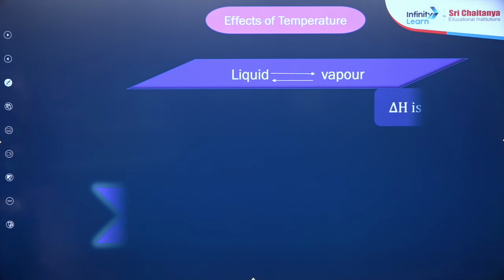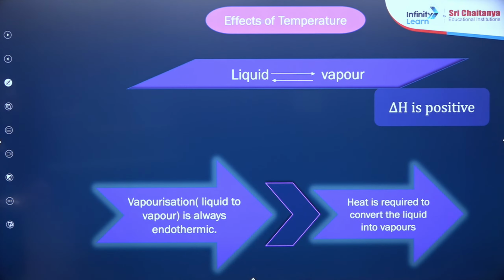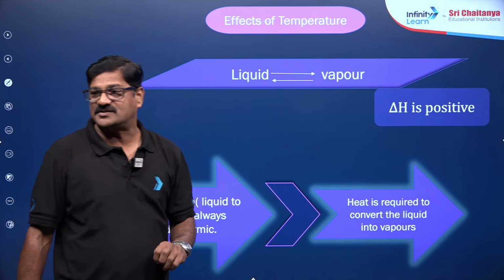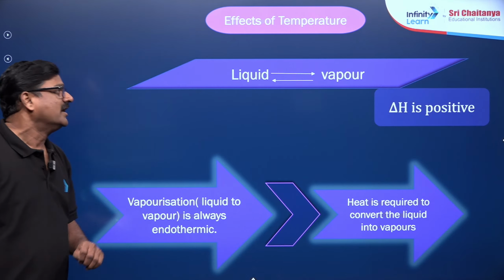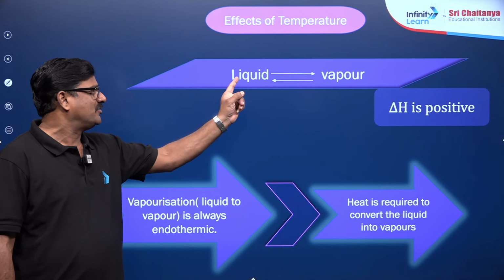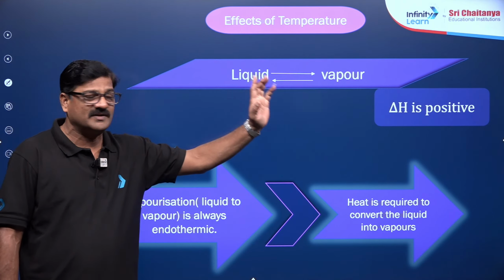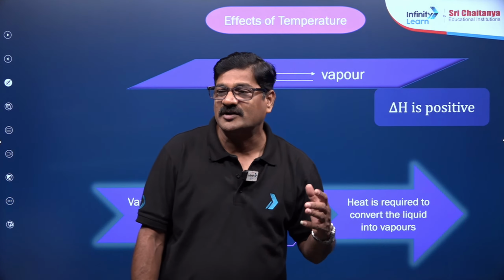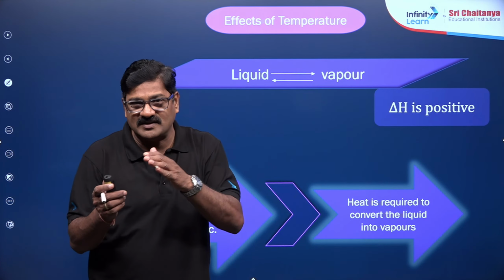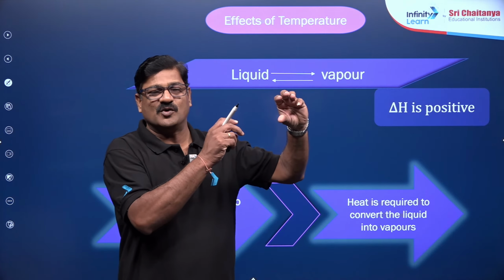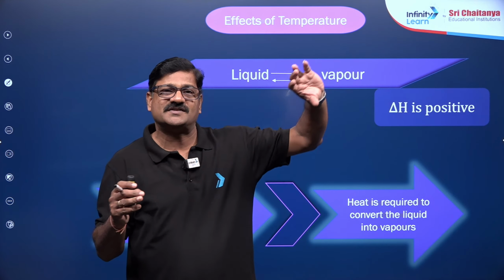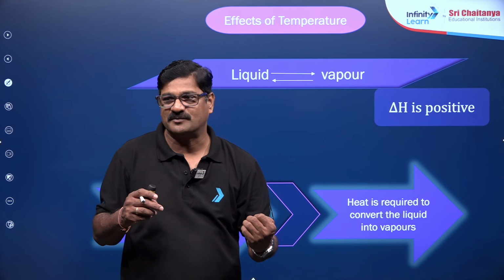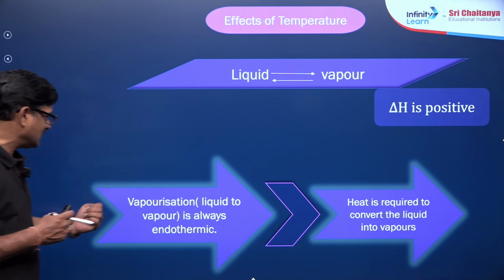Yes, now liquid vapor equilibrium. So, delta H is going to be positive. Delta H is called enthalpy of evaporation. Heat required to evaporate 1 mole of liquid into vapor is called enthalpy of evaporation. It is always an endothermic process, because liquid has less energy, no? And vapor has more energy, no? So, the energy of the system is increased, so this process is going to be endothermic, right?